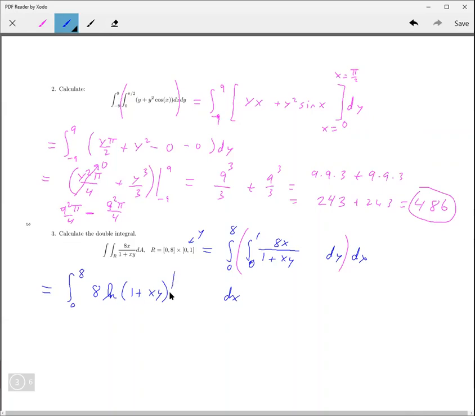Oh, no. And now we're going to evaluate it from 0 to 1. This is y equals 0 to y equals 1. Okay, because you have to do the limits of integration now. So put 1 in, and that's, oh dang, 8 natural log of 1 plus x. Subtract and put a 0 in, and that's 8 log 1, which is 0. Okay, so we're just going to integrate the log of 1 plus x.